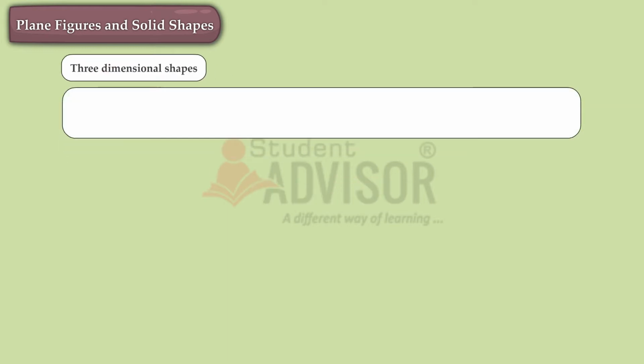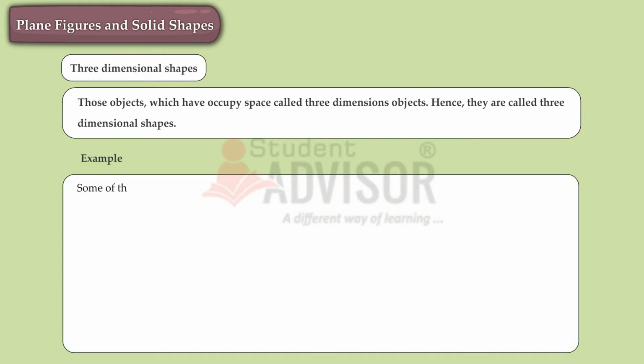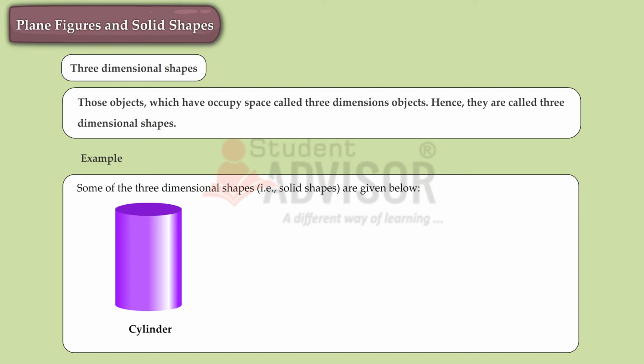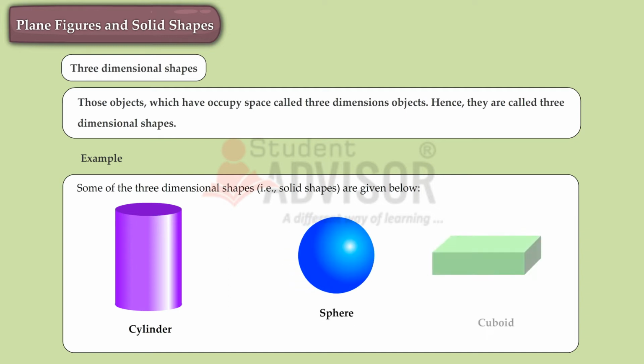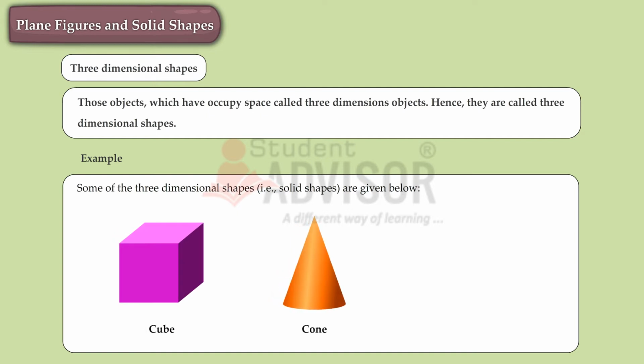Three-dimensional shapes. Those objects which occupy space are called three-dimensional objects. Hence, they are called three-dimensional shapes. Study the given examples. Some of the three-dimensional shapes, that is, solid shapes, are given below: cylinder, sphere, cuboid, cube, cone, and pyramid, etc.